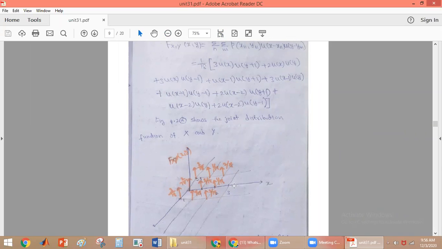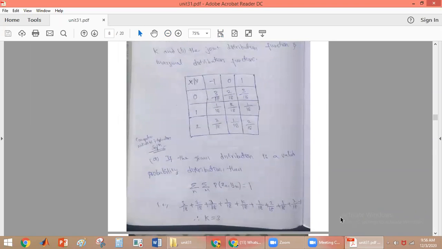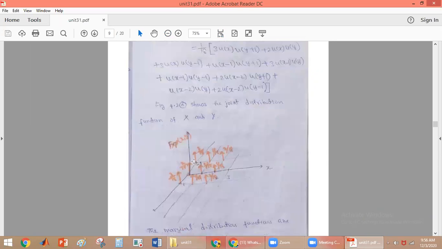Along the x-axis we are taking our x values, along the y-axis we are taking our y values. So observe this table. What are the y values here? Minus 1, 0, 1. So the y values we have to take as minus 1, 0, 1. And the corresponding probabilities we have to take along the z-axis.